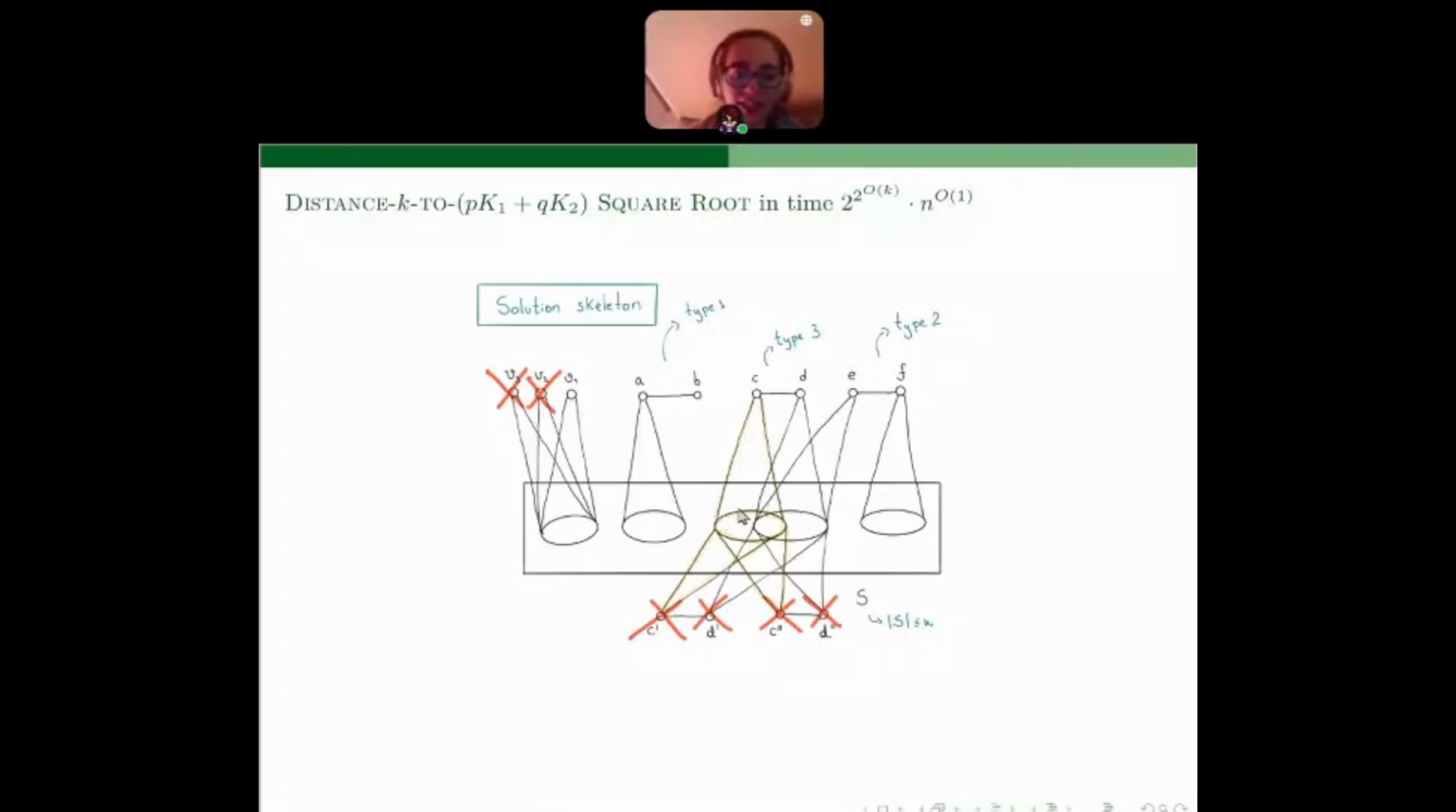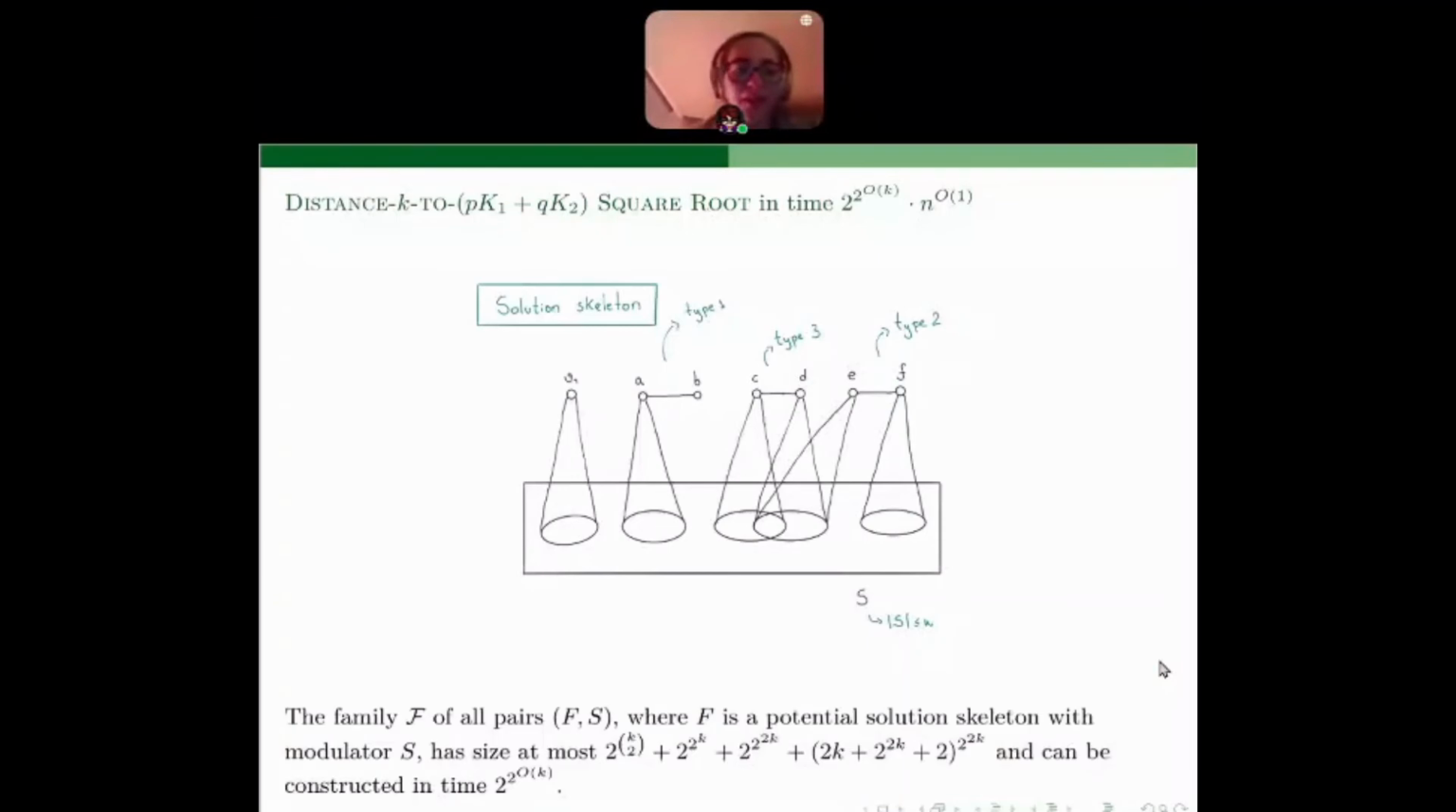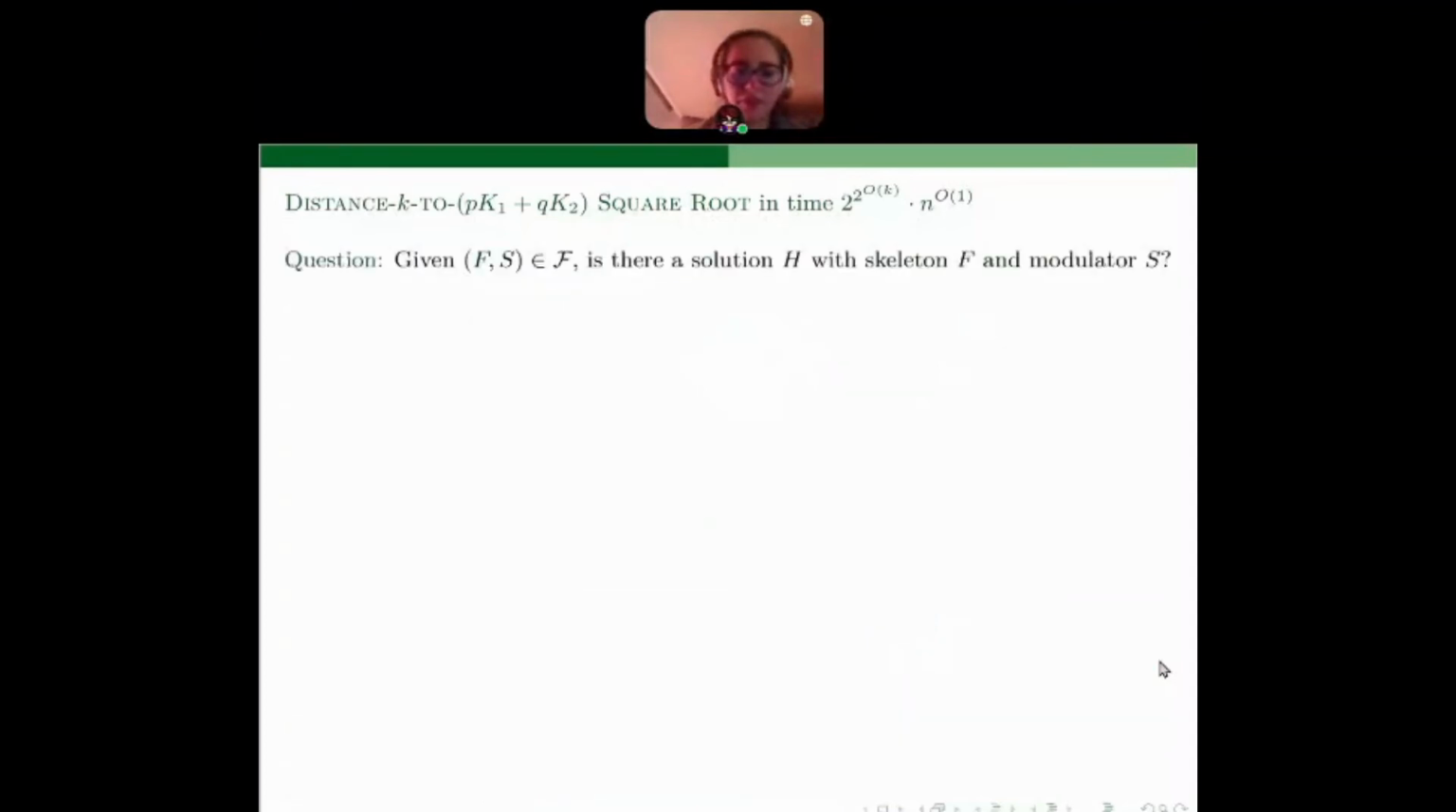If they have the exact same neighborhoods in S, then I delete all but one representative for that neighborhood. So I get this. And the type 1 and type 2 edges remain untouched. So now I have something very good because this structure has size bounded by k, and the family of all possible such structures can be constructed in time that is double exponential in k, so it's within my runtime bound.